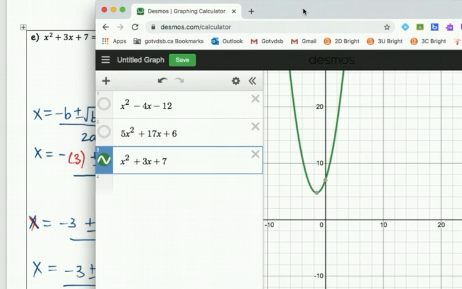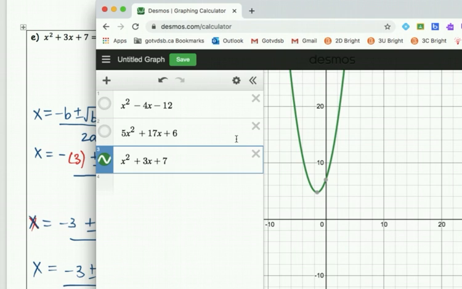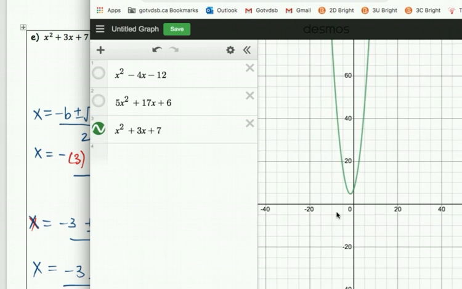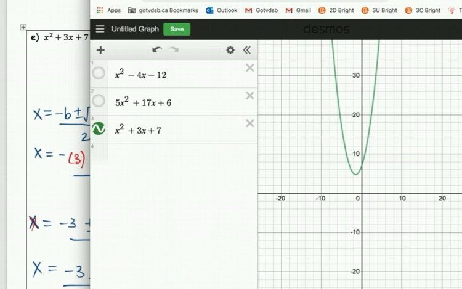If you take a look here, yes, we still have a quadratic. It looks like a normal graph that we've been studying. So what's different about it? Does it actually hit the x-axis? If I zoom out and shift it over, see how it's not even hitting the x-axis?